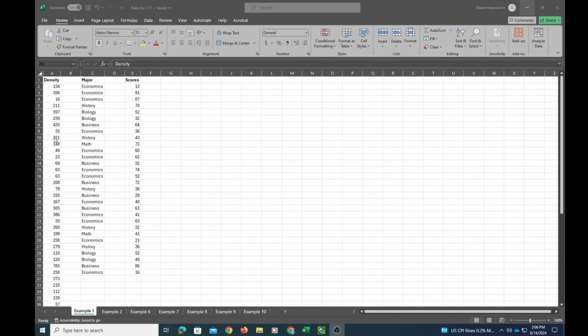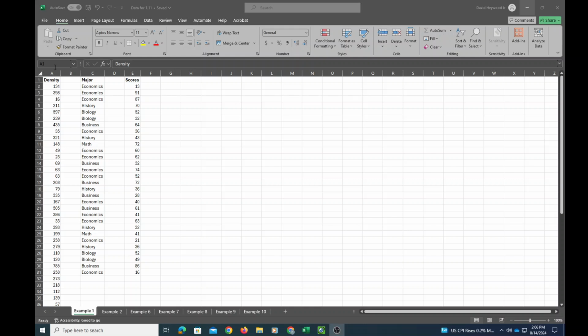Our first order of business is to identify what kind of variable we have. Clearly, this is a numerical variable. And since it's numerical, I'm going to need to decide on its shape. I need to know if this is a symmetric distribution or if it's skewed. And in order to know that, I need to create a histogram.